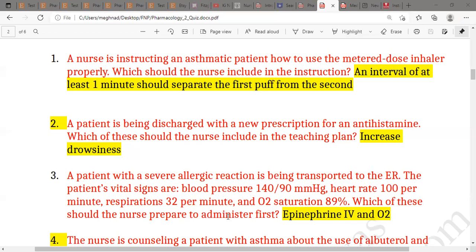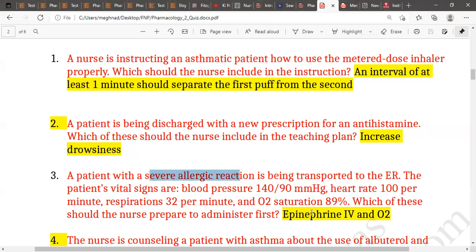So in this clinical scenario, blood pressure is 140/90, which is almost normal or high normal. Heart rate is 100 beats per minute, high normal. Respiratory rate 32, a little bit higher. Oxygen is 89, which is really low. In that scenario, we give them oxygen. So epinephrine, because the patient has an allergic reaction, we give epinephrine, and also oxygen saturation is 89, so we give them oxygen.